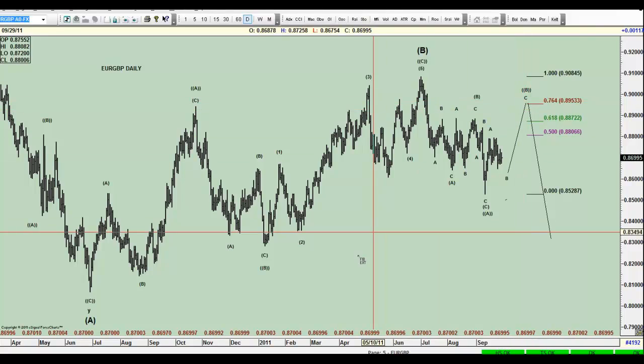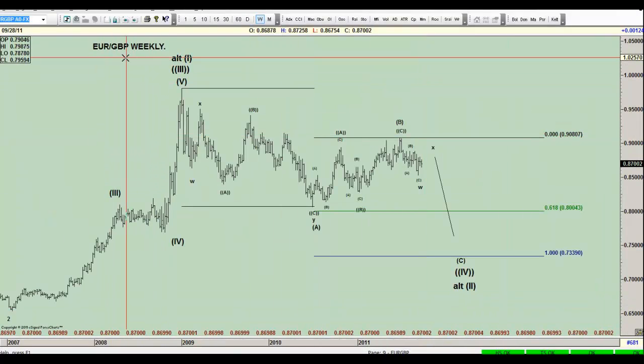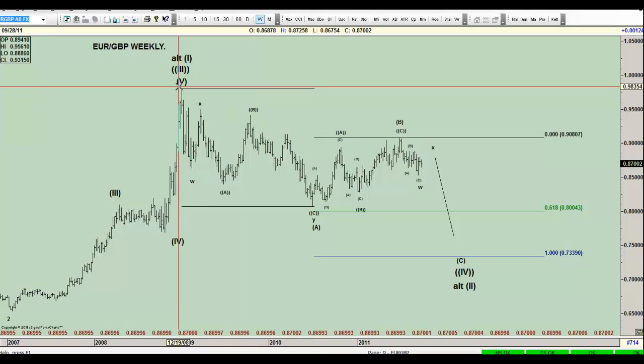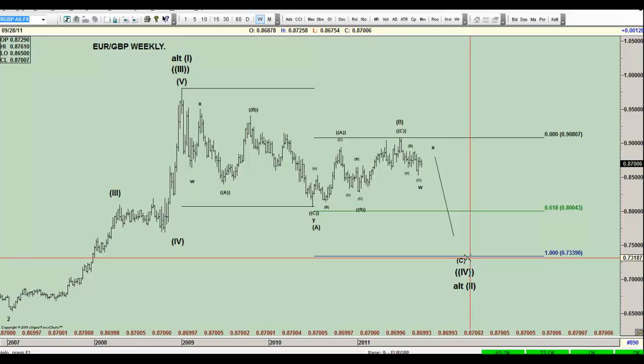Now on the weekly chart of the euro pound, we know that from the top, ideally it's gonna go to around the 74, 79 area.